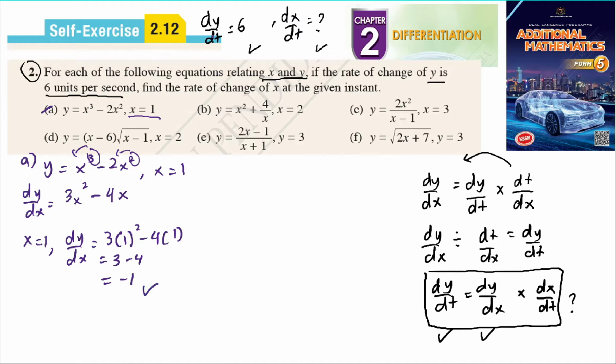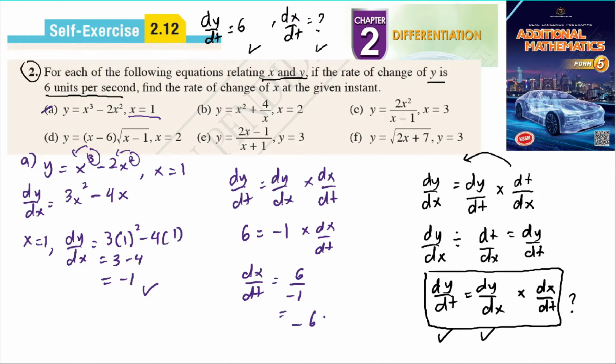So it's given that dy over dt is equal to 6. So we can substitute inside the formula. So here dy over dt is equal to dy over dx times dx over dt. So dy over dt is given as 6. dy over dx is negative 1. dx over dt is what you wanted to find. So here dx over dt is equal to, you bring to the other side, you need to divide. So you get negative 6. So this one is in units per second.